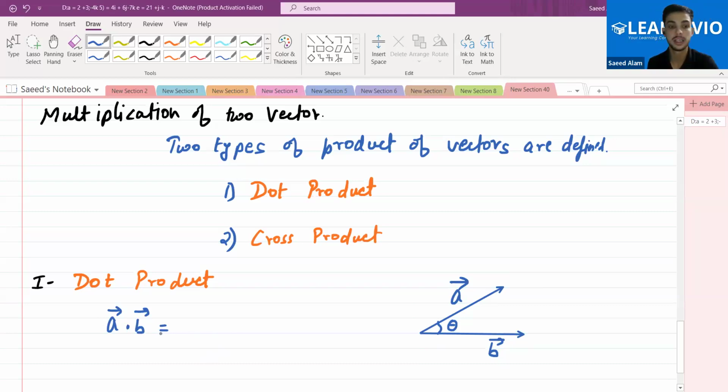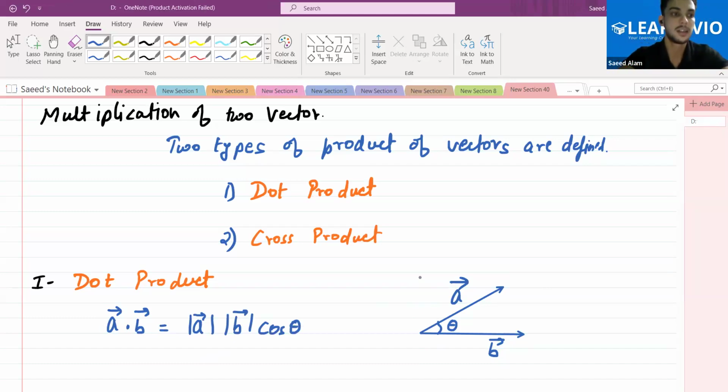And how do we do it? The dot product of the two vectors is defined as the magnitude of the first vector, the magnitude of the second vector, and cos of the angle between them. Okay, understood? Yes, sir. Okay, so this is how we find the dot product of any two vectors.